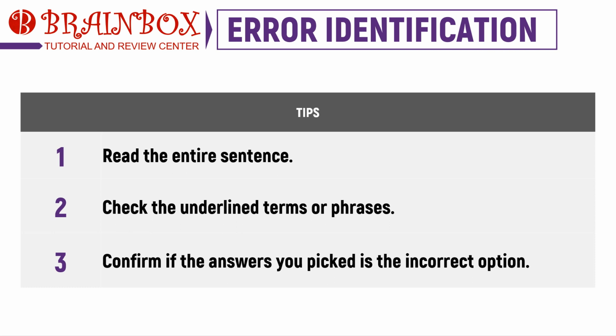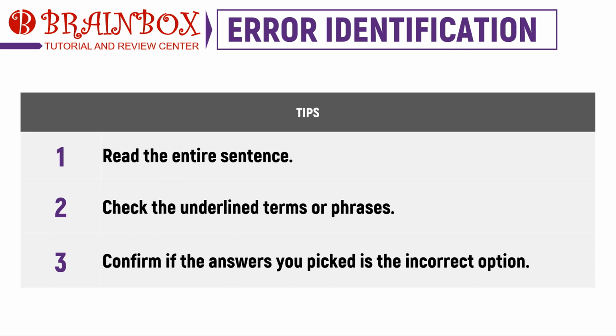The second tip is to check the underlined terms or phrases two or more times. A charm. Sometimes during our first read, we cannot immediately find the error. Try checking each underlined part individually and analyze which word or phrase would make the sentence incorrect. For instance, look into the subject-verb agreement, use of tenses, capitalization, and spelling. Also, do not forget to eliminate the choices that don't have an error.